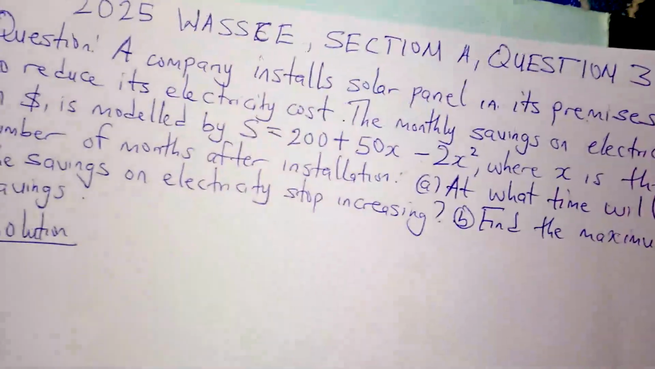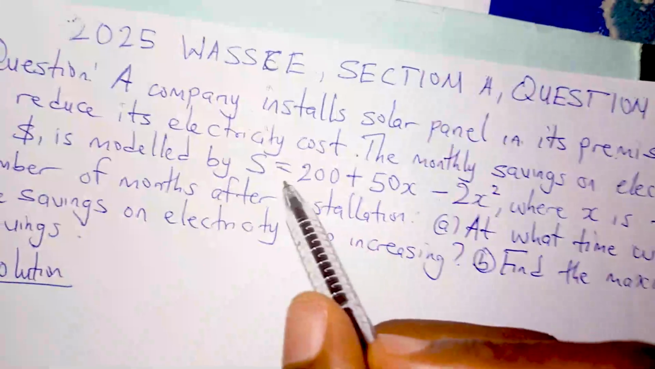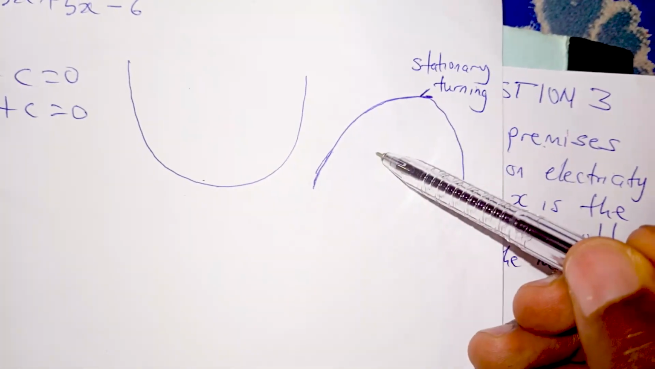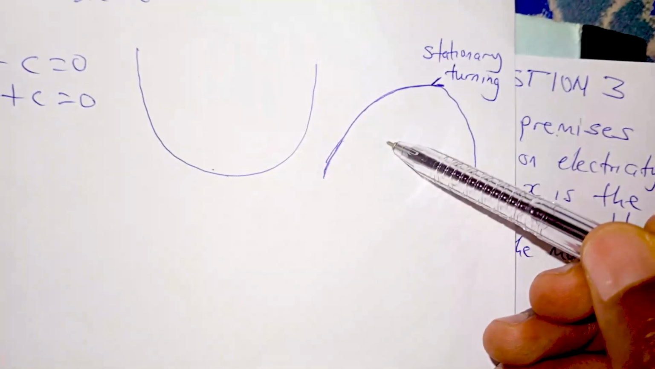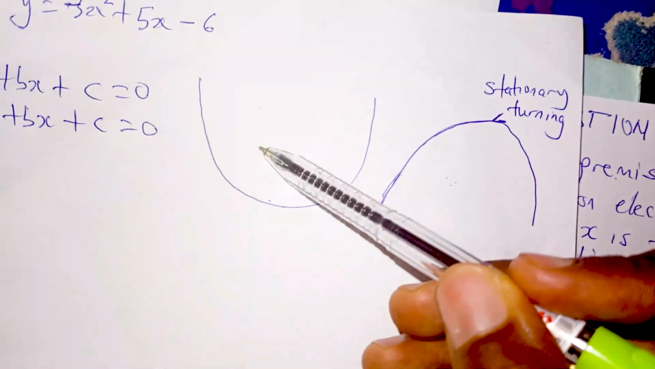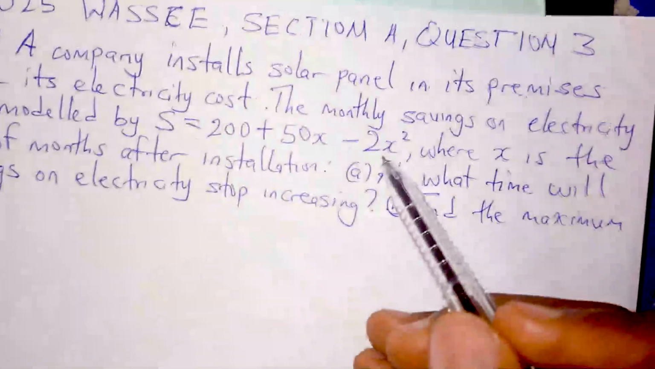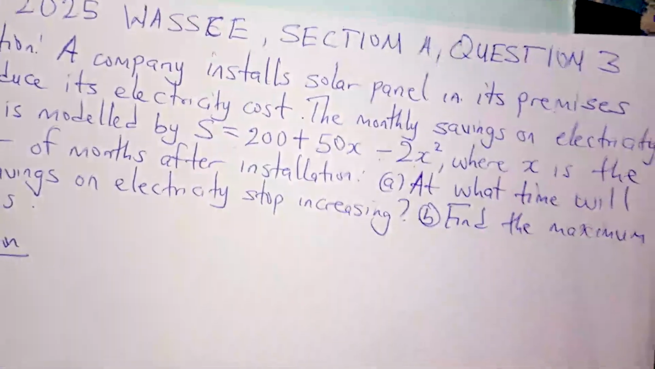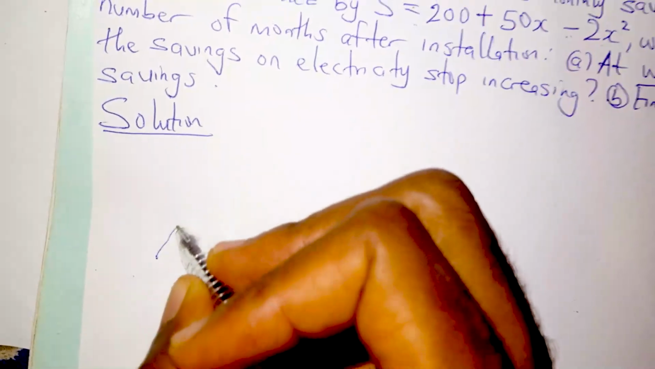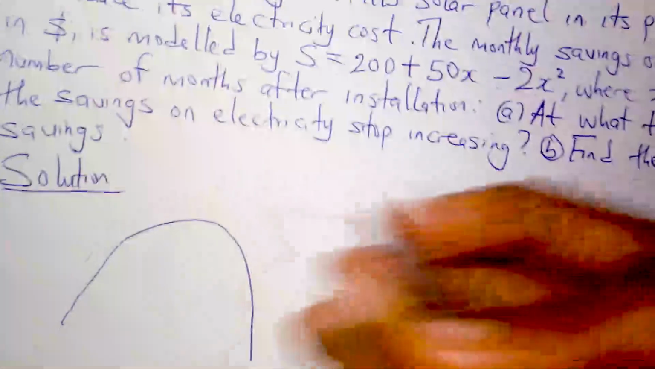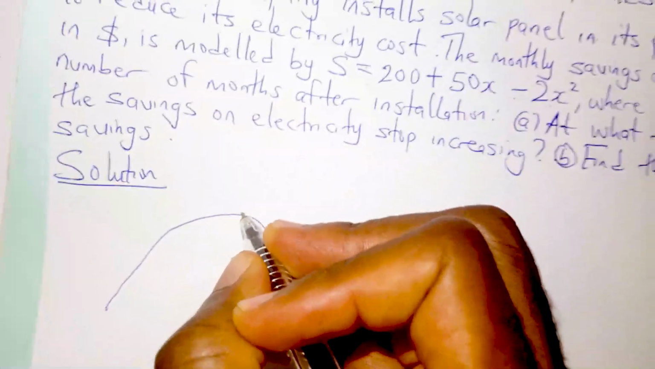So what this question is actually saying is that this model is a parabola, so it is going to be like this graph I have drawn here, this one in particular. I said it is going to be like this because the coefficient of x squared is negative. This is for when the coefficient of x squared is positive, while this is for when it is negative. And since here we have the coefficient of x squared to be minus 2, we know it is going to be a graph like this. So if the model is this way, at what time will the savings on electricity stop increasing? This is what we are told to find.